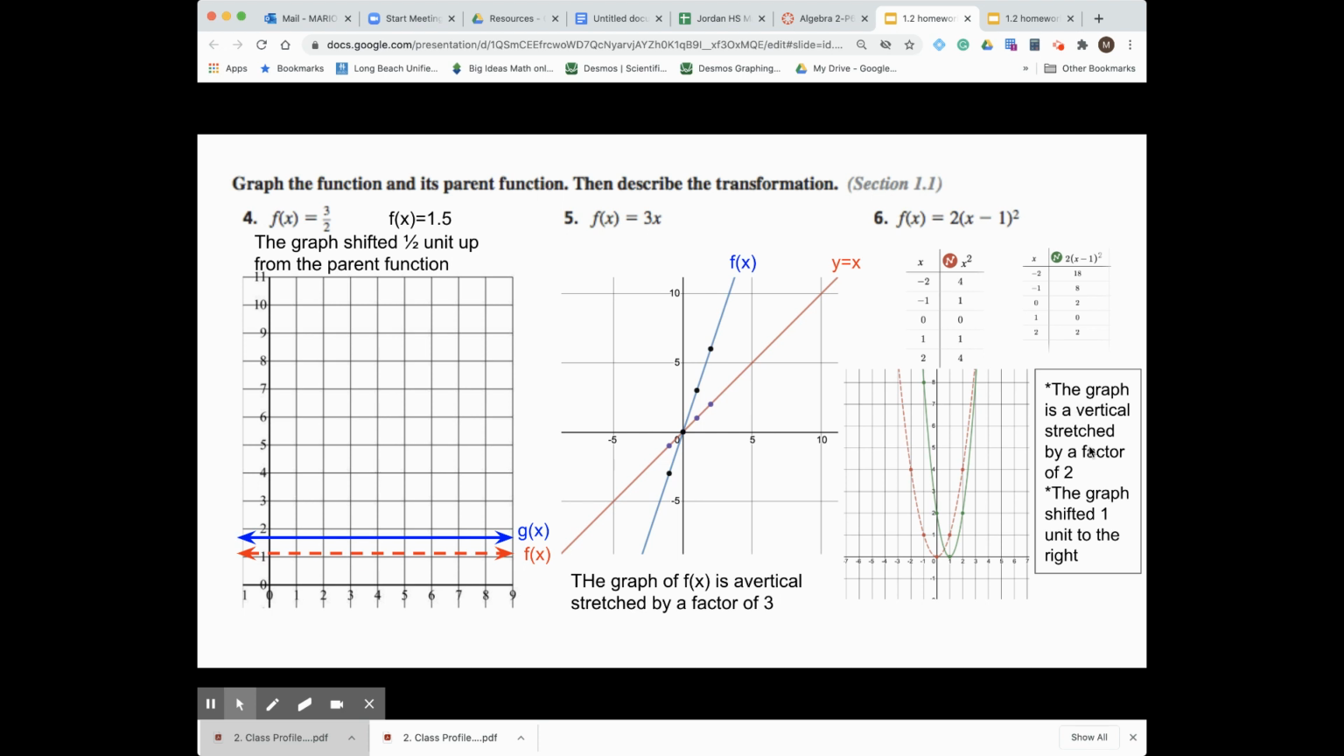It's a vertical stretch by a factor of 2. So whatever input you put, you're going to multiply by 2. But of course, you have to do the input. So like the 1 minus 1 is 0... let me put this one right here, like the 1 here. 1 minus 1 is 0. 0 squared is 0. 0 times 2 is 0. So that's the input and output.